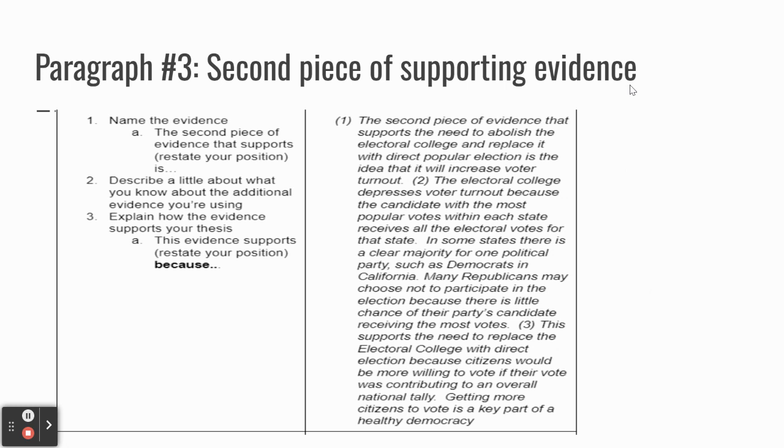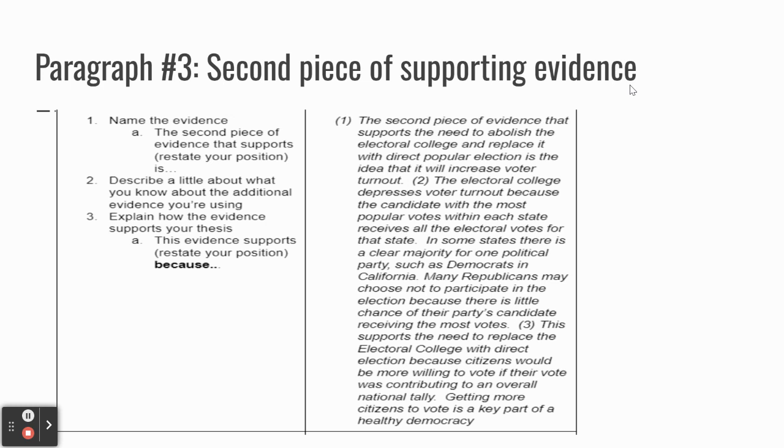The third paragraph is your second piece of supporting evidence. You're doing the same thing. You're naming the evidence, you're describing a little bit about what you know about the evidence, and then specifically how it supports your thesis statement. So again, this one does not have to be from a document. It can be from one of the other documents. It can be from another document that's not listed.